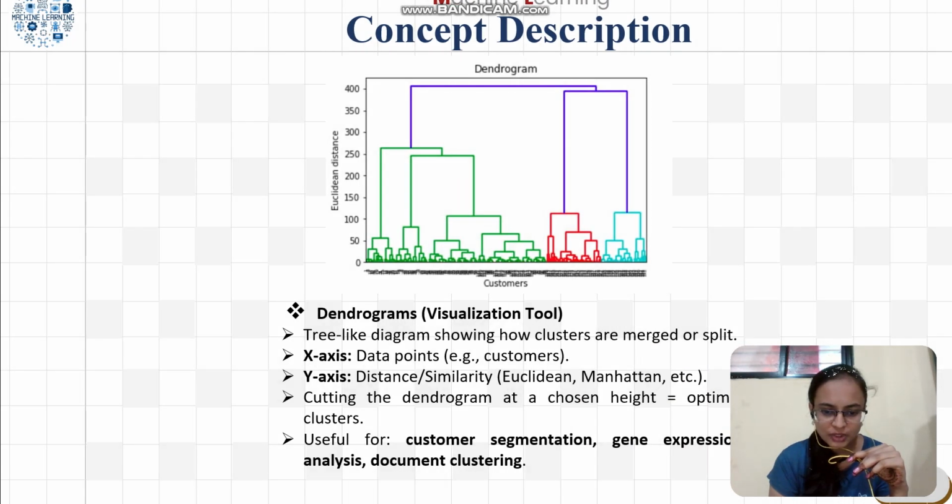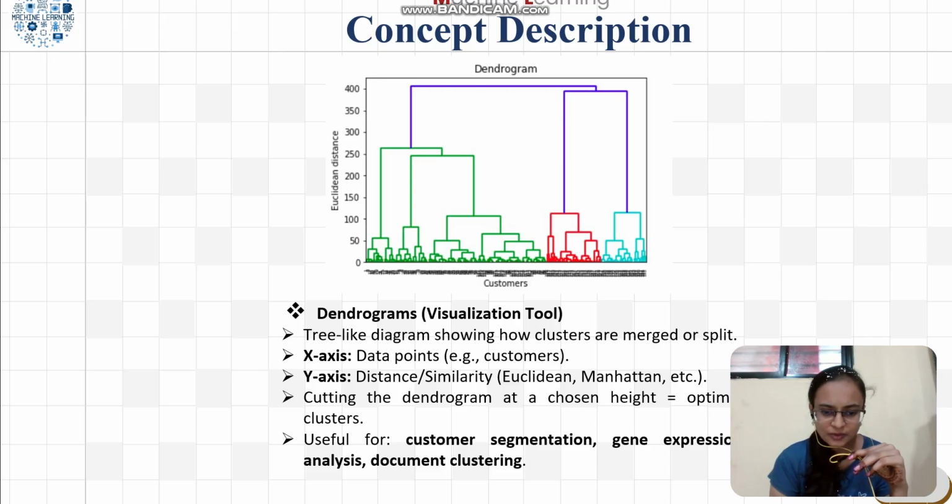Now let us move towards the dendrogram, which is the main visualization of hierarchical clustering. Here on the x-axis we have data points, in this case customers. On the y-axis we have the distance, or the dissimilarity. Each time two points or clusters are joined, a horizontal line is drawn. The lower the line, the more similar the points are, and the higher the line, the more different they are.